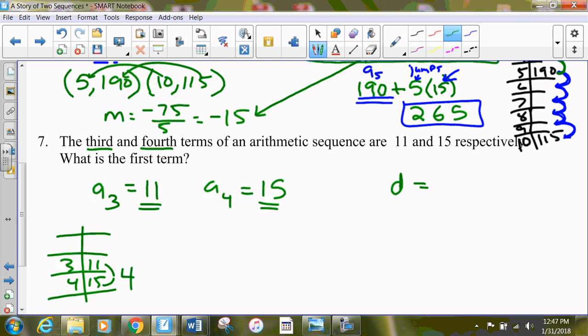But you know what? Here's to recovering after you make a mistake. We all do it, and there's no embarrassment. Just erase it and just keep moving. All right, so the common difference is 4, and then we're going to go ahead.